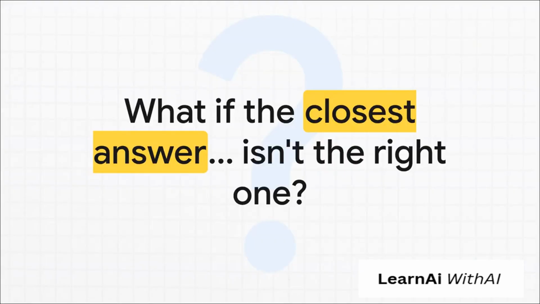And that leaves us with one final, very important question. This whole nearest neighbor idea works really well, a lot of the time. But what happens when the data gets messy? What if the closest answer isn't actually the right one? We're going to dive into that exact challenge in our next explainer.